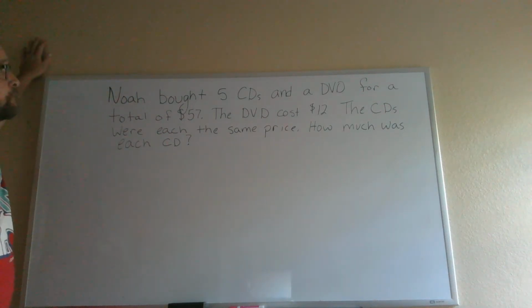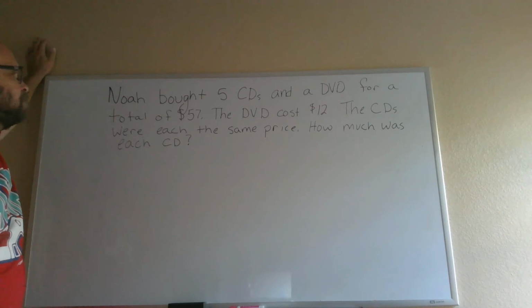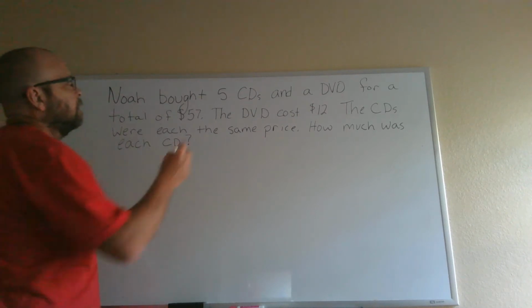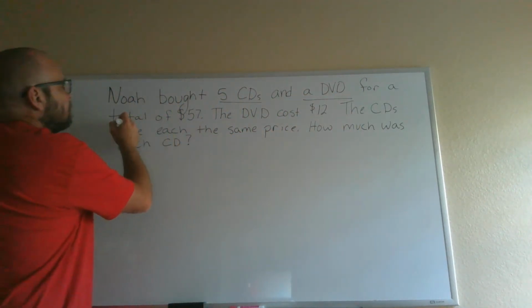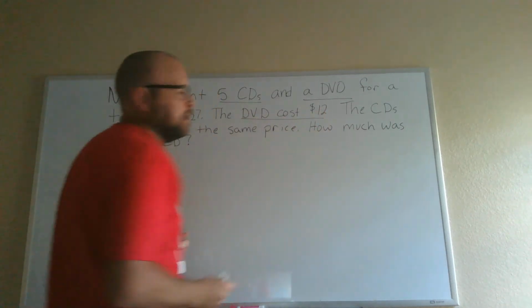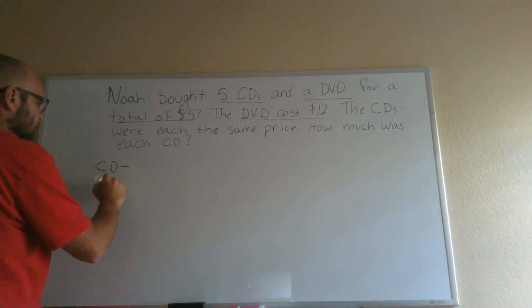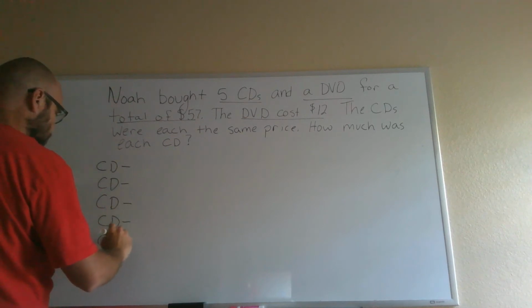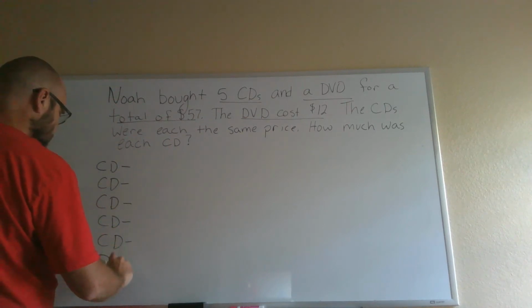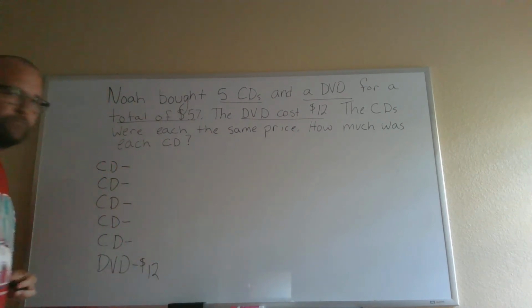We have a problem about Noah bought 5 CDs and a DVD for a total of $57. The DVD cost $12. The CDs were each the same price. How much was each CD? So what we know is he has 5 CDs and a DVD for a total cost of $57. The DVD costs $12. So we have 5 CDs and a DVD, and we know the DVD cost $12.